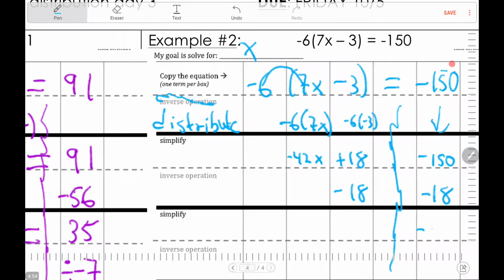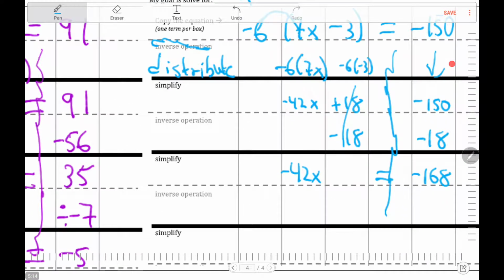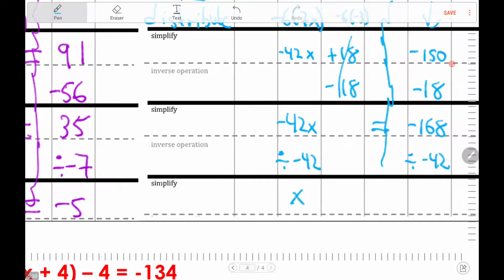We're going to go -168. Okay. And then we have this cancel out, so we have negative 42x equals negative 168. And you're going to use inverse operations again. So divide by negative 42, divide by negative 42. What are we left with? X equals.